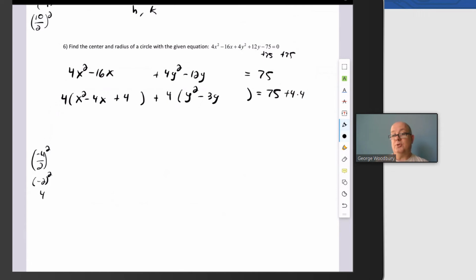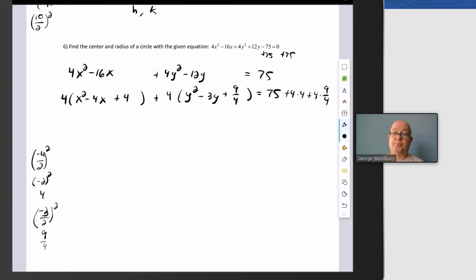For y, it's a little trickier because that's an odd number. Negative 3 over 2 squared is 9/4. So I'm going to add 9/4 in the parentheses containing the terms with y. And on the right-hand side, I've got 4 times 9/4, because again, I've got that 4 as a factor in front of the parentheses.